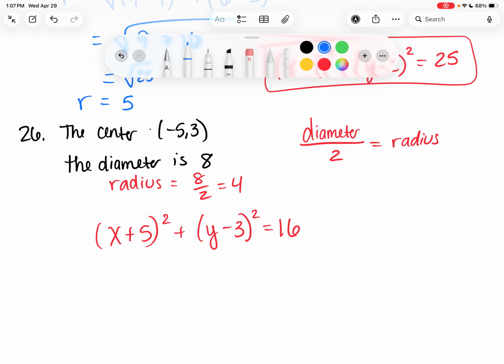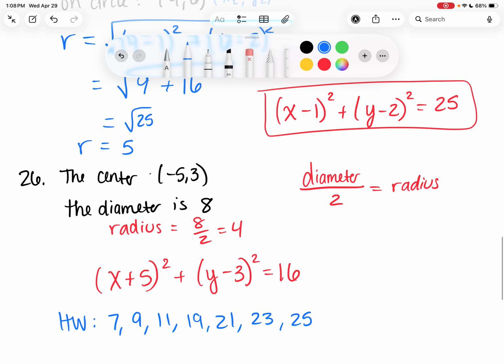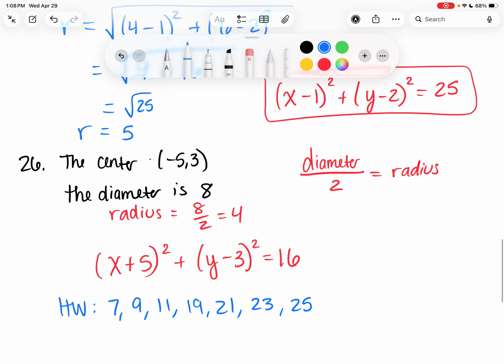So we've got problems 7, 9, 11, 19, 21, 23, and 25. So 23 and 25 both are going to require you to use the distance formula to find r, and then you'll take that and write your equation of your circle.